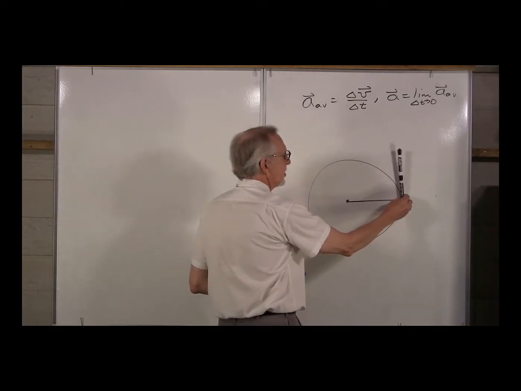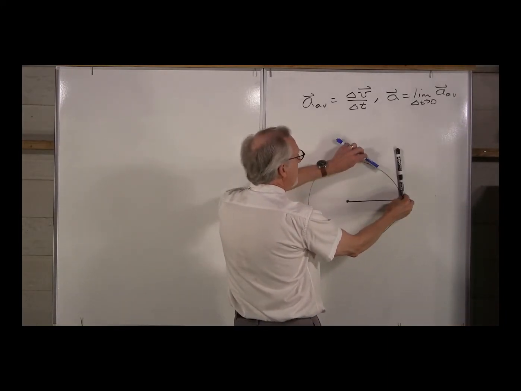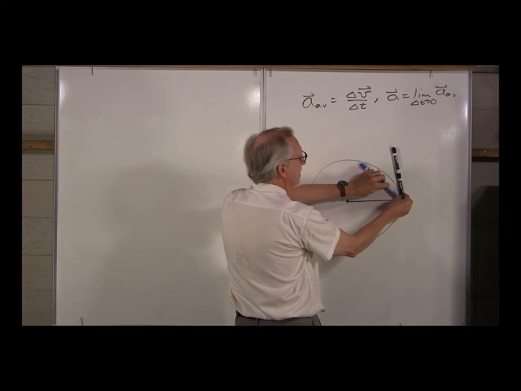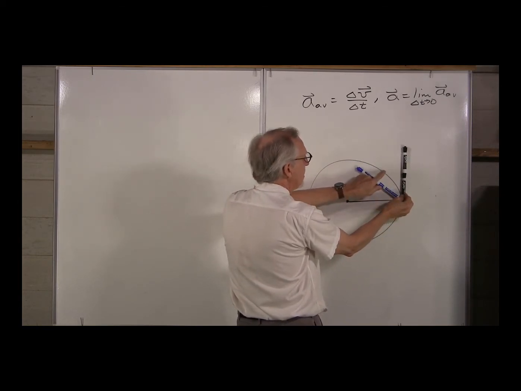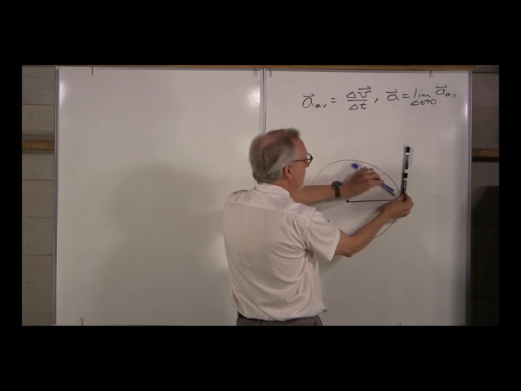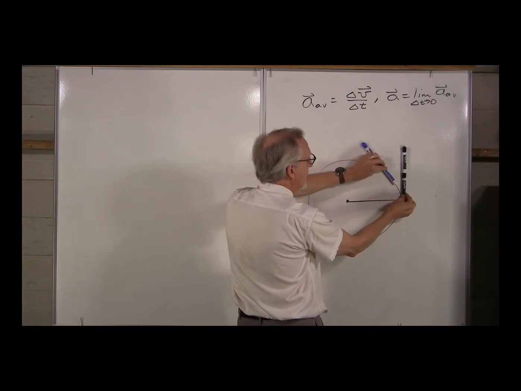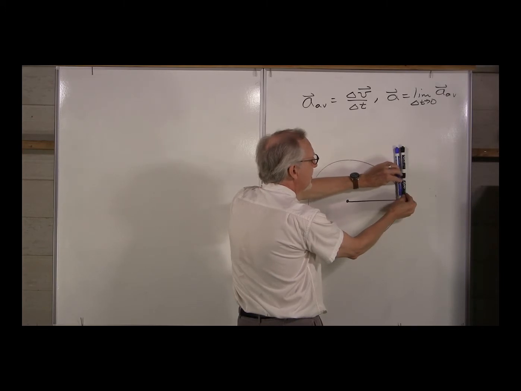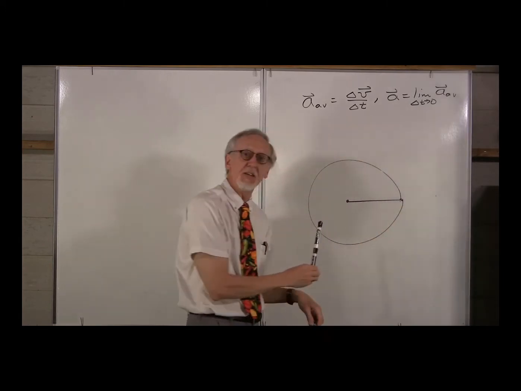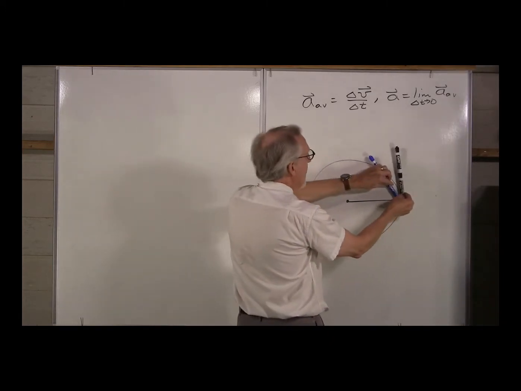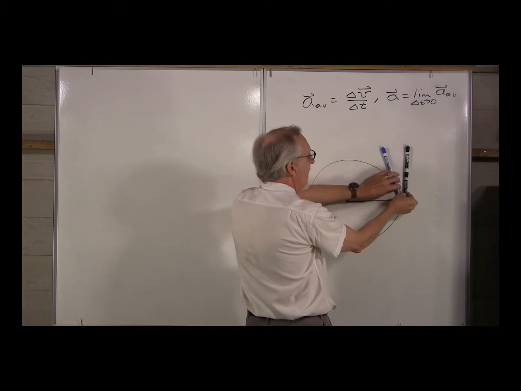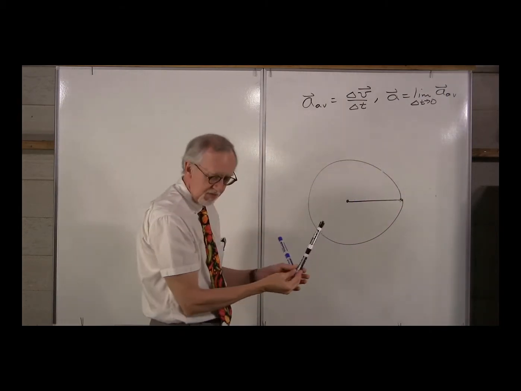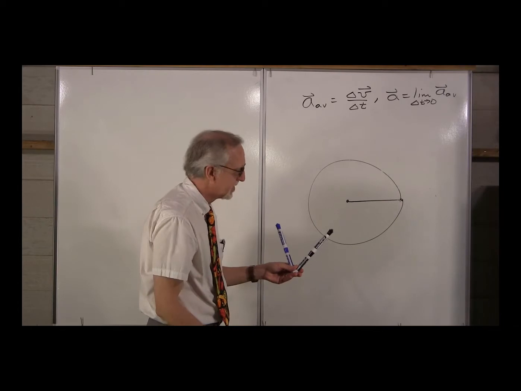Here is V initial, and here is V final. And remember, we're bringing V final down to the tail of V initial. As the final point gets closer and closer to the initial point, the final velocity rotates closer and closer to the initial velocity. So what's happening with the vectors tail to tail, this vector is rotating up this way. And delta V is then the vector that connects the two tips.